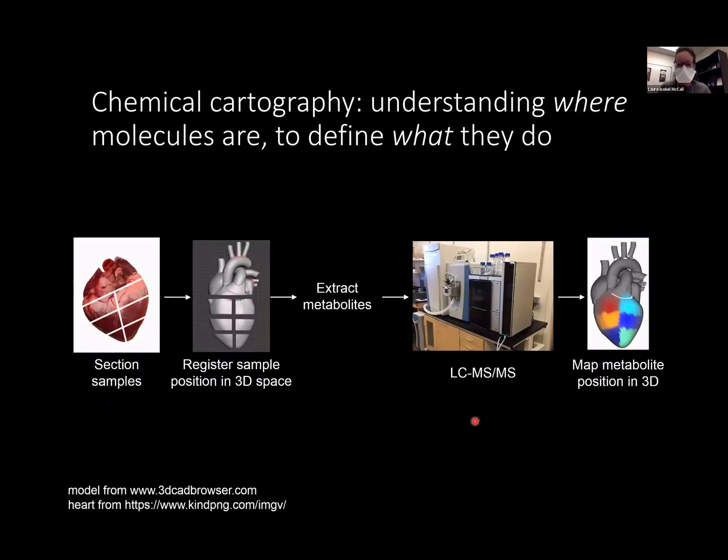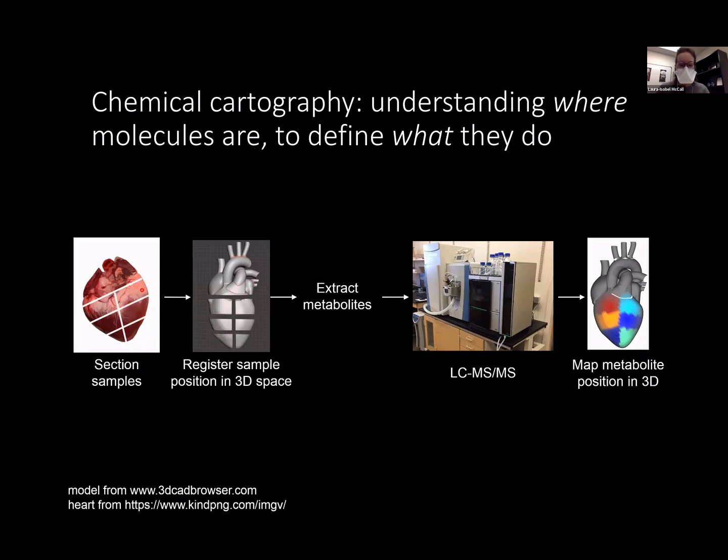So the technique that we use is something called chemical cartography, making these 3D maps of how metabolism changes over space. The way chemical cartography works is that we collect organs or multi-organ systems, and then we section them in a way that reflects organ physiology, as well as what we currently know of disease processes. We build 3D models that show the position of each of these segments in 3D space.